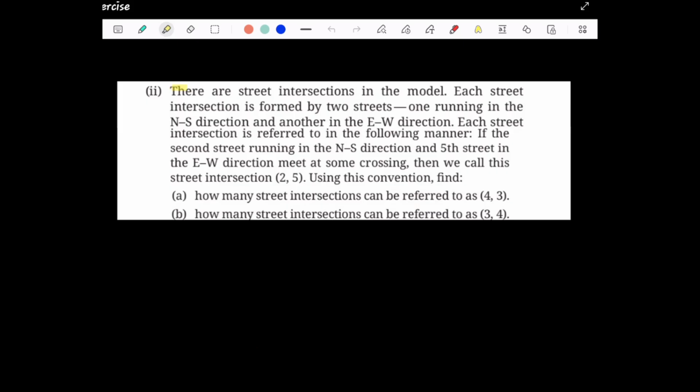And the second question is, there are street intersections in the model. Each street intersection is formed by two streets, one running in the north-south direction, another running in the east-west direction. Each street intersection is referred to in the following manner. If the second street running in the north-south direction and the fifth street in the east-west direction meet at some crossing, then we call it street intersection 2, 5. Using this convention, find how many street intersections can be referred to as 4, 3. How many street intersections can be referred to as 3, 4.